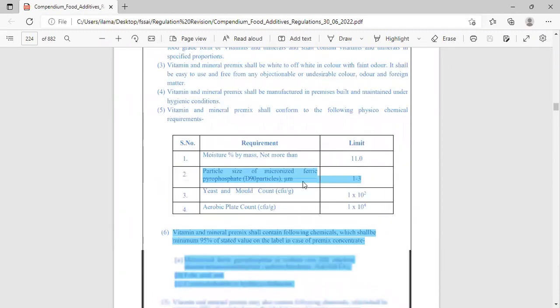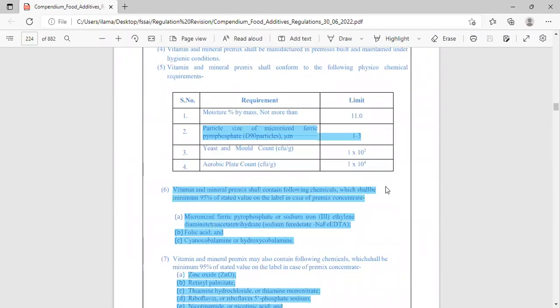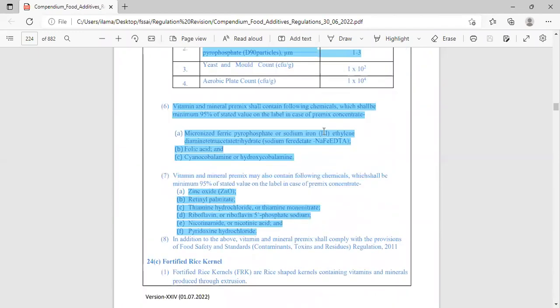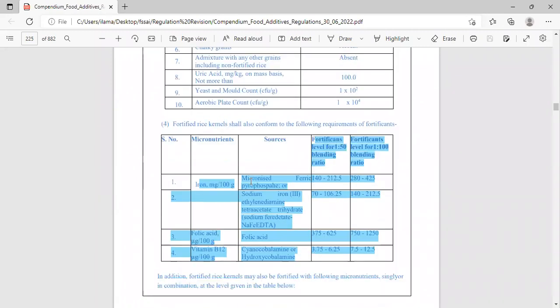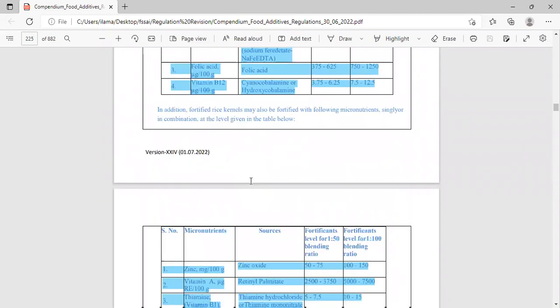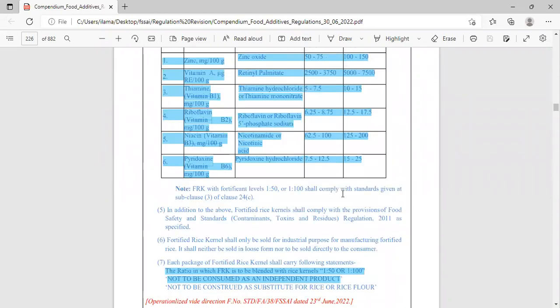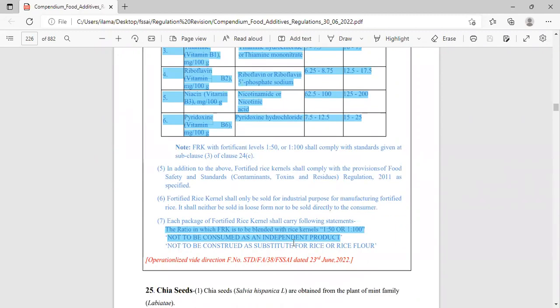The particle size is 1 to 3, and these are all the minerals which we are using for fortification, vitamins and then minerals. So just go through what are used. And then this FRK is used in two ratios. One is 1 is to 50 and another one is 1 is to 100 for that mixing purpose. So just go through the values, and we have to mention in labeling in what ratio we are using this FRK, and we have to mention not to be consumed as an independent product.